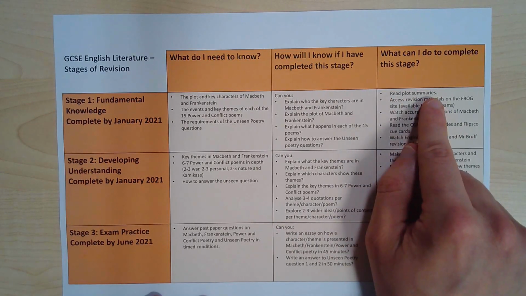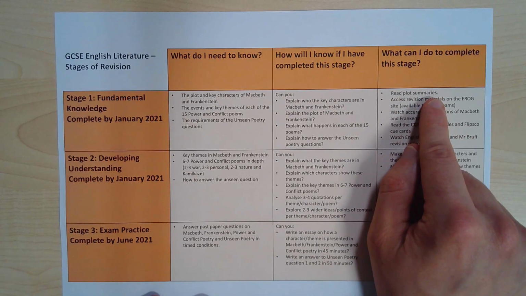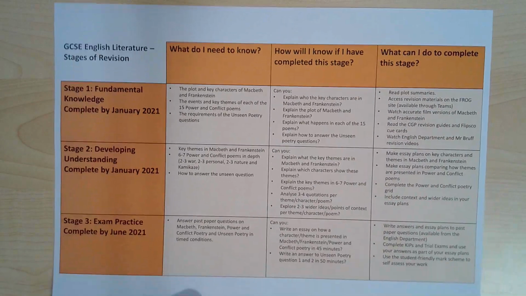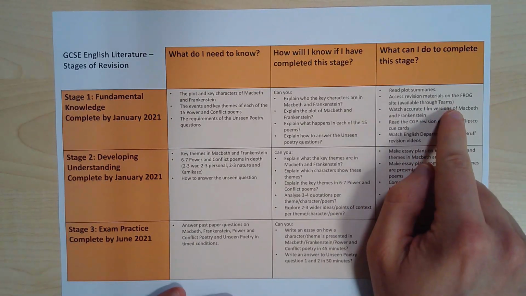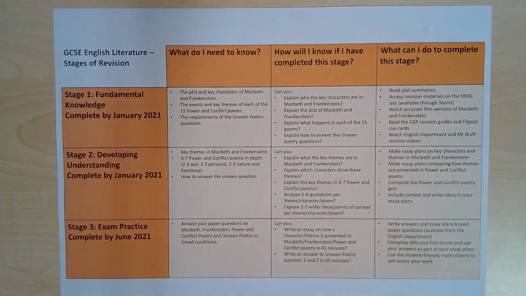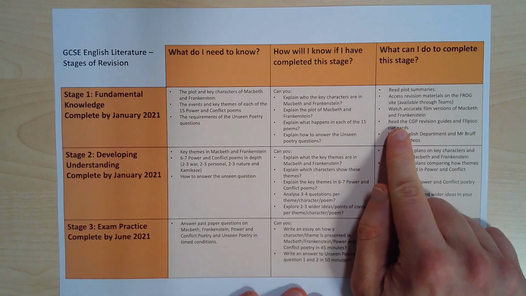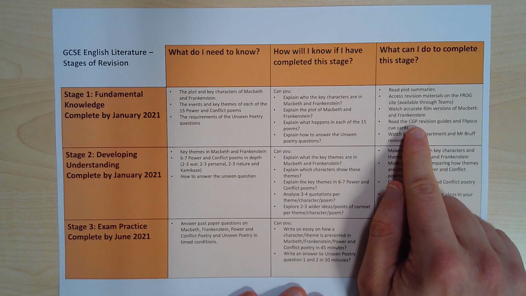So read a plot summary and remind yourself of what happens. Storyboard it if you want. There's the letters, 24 chapters, and Walton's continuation at the end. So just storyboard what happens in each one as a bit of basic revision at this point. Look on Frog, which will be available through Teams in your channels. So if you go into your class, your English teachers will share those links with you. This is where the things that you might have bought come in, revision guides, CGP revision guides.